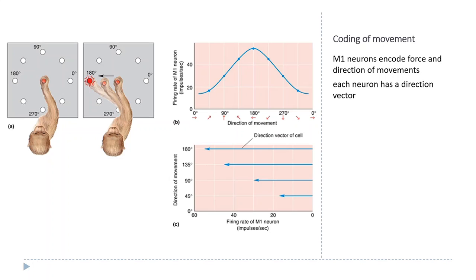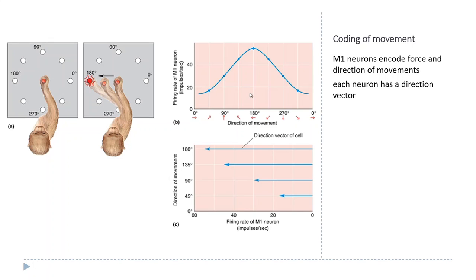Neurons in motor cortex seem to prefer, or seem to be most active, when the motion is in a particular direction. This is showing, for one particular neuron, the firing rate for different motions. 0 degrees in this case would mean moving the joystick directly to the right. 90 degrees would be moving the joystick directly forward. 180 would be moving the joystick to the left, and so on. And 270 would be moving the joystick toward the monkey's body.